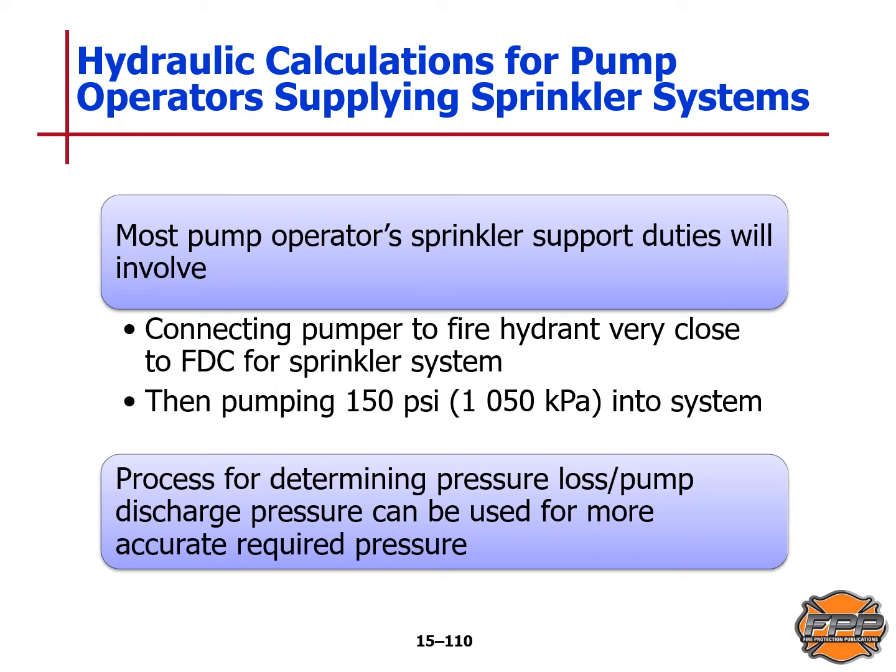Most pump operators' sprinkler support duties will involve connecting the pumper to the fire hydrant very close to the FDC for the sprinkler system, then pumping 150 psi, or 1,050 kilopascals, into the system. The process for determining pressure loss or pump discharge pressure can be used for a more accurate required pressure.